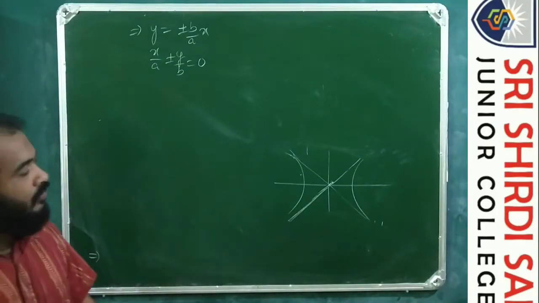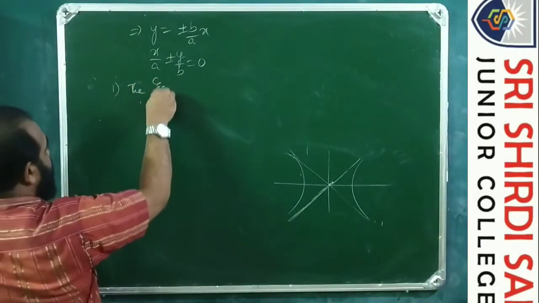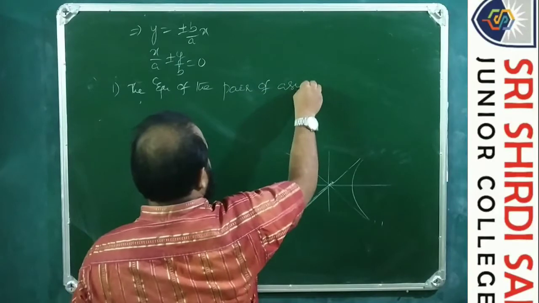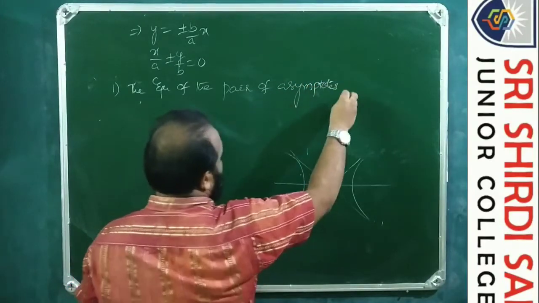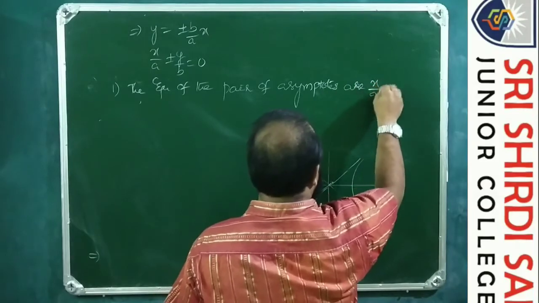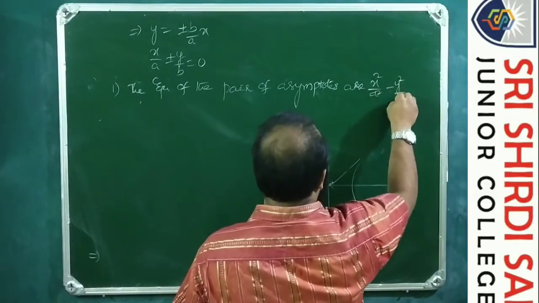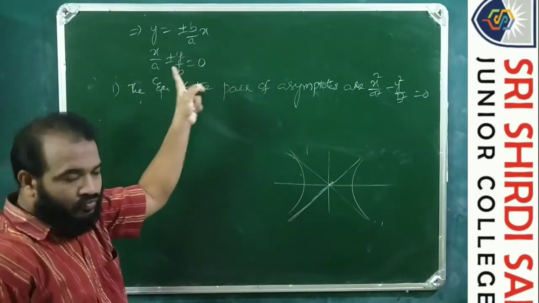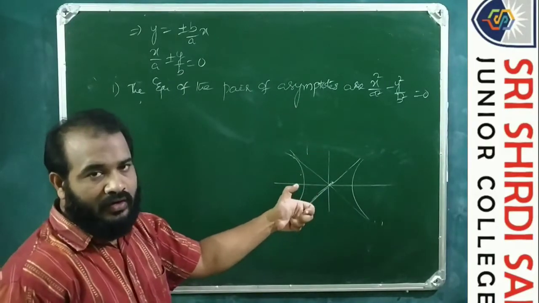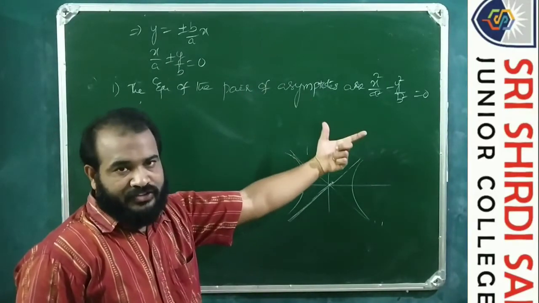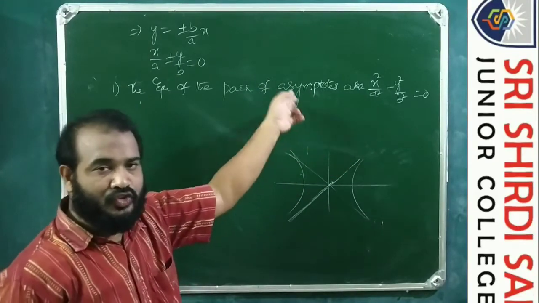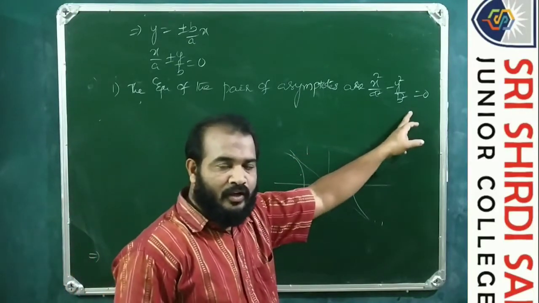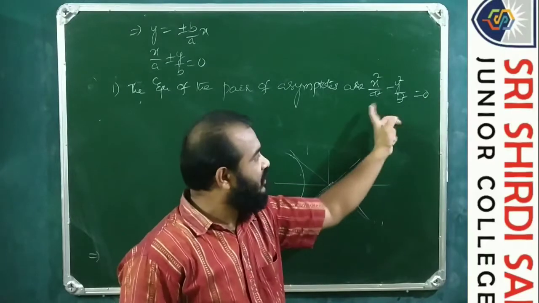A few points we observe here. The equation of the pair of asymptotes is x square by a square minus y square by b square equals 0. Because this is x by a plus y by b equals 0, one line, and x by a minus y by b equals 0. These are the individual asymptote line equations. So the combined equation or the joint equation of these asymptotes is (x by a plus y by b) into (x by a minus y by b) equals 0, which is this.